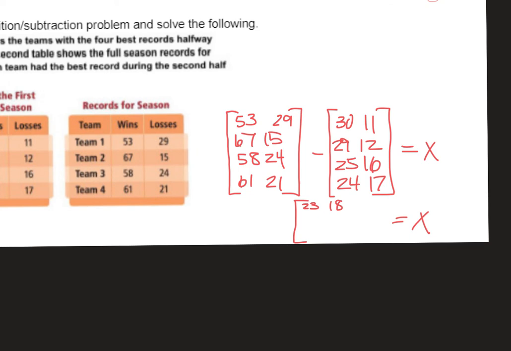Let's see what Team 2 did. Looks like we're going to have 38 wins, and then 15 minus 12 is 3. Yeah, so Team 2 did really well. All right, let's do 58 minus 25, which will get 33, and then 24 minus 16 is 8. So there's Team 3, second half of the year. And then, of course, 61 minus 24, which will be 37. And then 21 minus 17 will be 4.